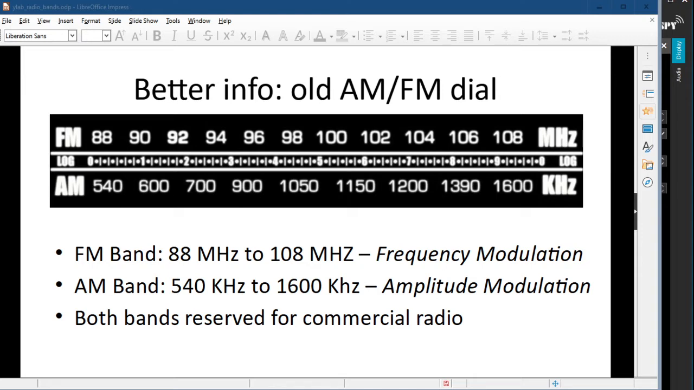So to summarize, the commercial FM radio band goes from 88 to 108 megahertz, and the commercial AM radio band goes from 540 kilohertz to 1600 kilohertz, and we can see all that from this simple display. Now, if we want to get into more detail, AM means amplitude modulation, and FM means frequency modulation. So let's simplify that. AM and FM are two different ways of transforming audio or sound into radio waves.